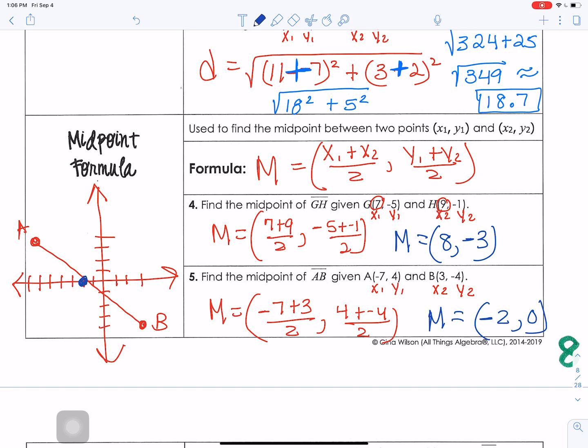Now my graph isn't perfect, but you can tell it's close, and the only reason it's not perfect is because I didn't use a straight edge and graph paper. But yes, that does look reasonable for the midpoint to be at negative 2, 0.